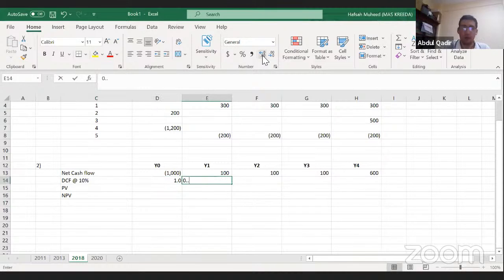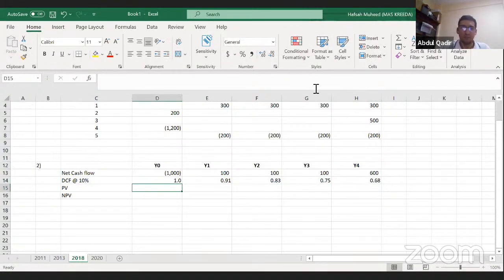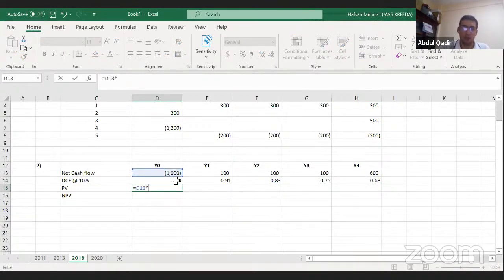So here they have said 0.91. The discounting factor is 0.83, 0.75, and 0.68. And then the present value is what? The cash flow into the discounting factor.